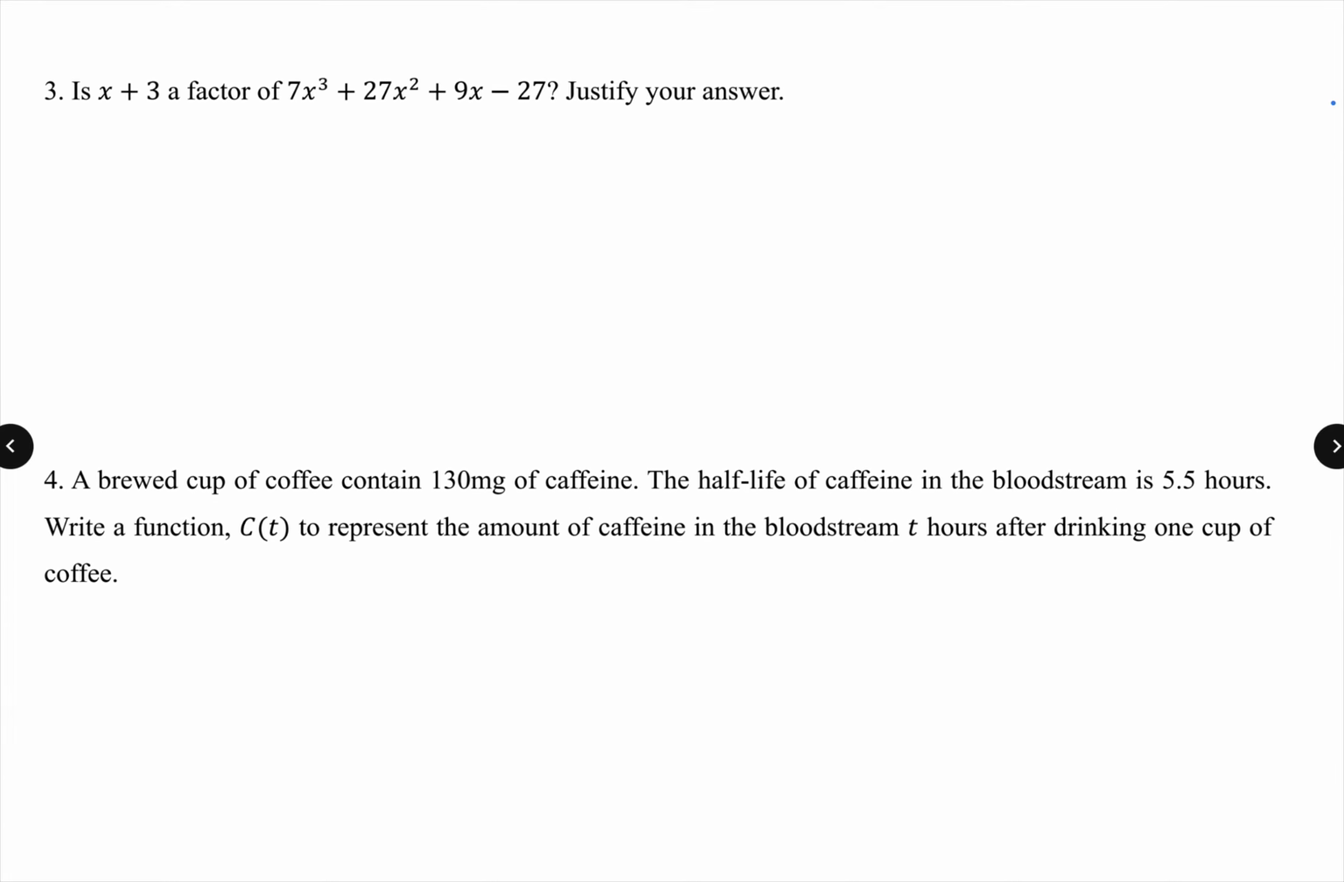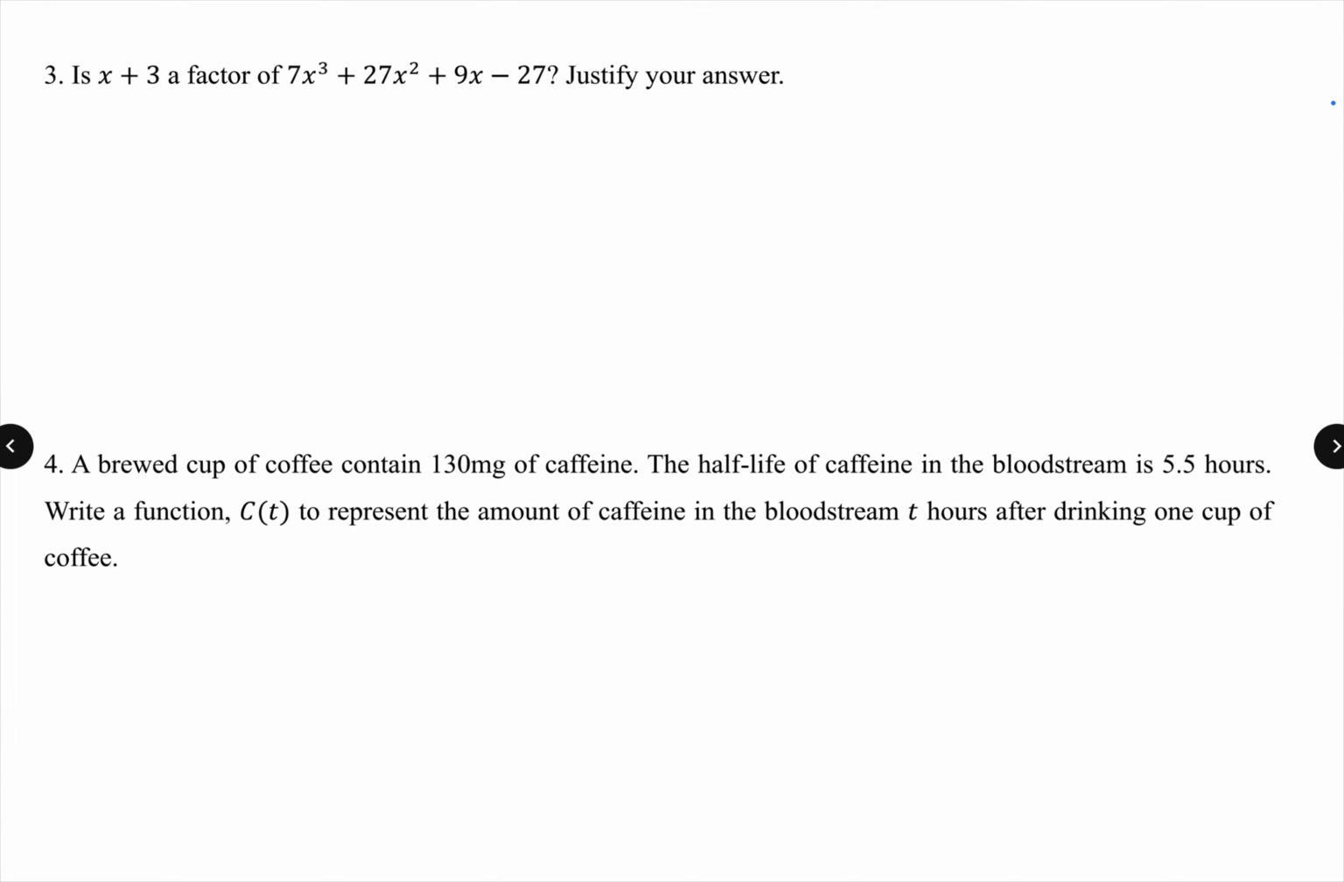Number 3, is x plus 3 a factor of 7x cubed plus 27x squared plus 9x minus 27? I already did 2 examples of polynomial division in the first video. If I divide the big one by x plus 3 and I get a remainder of 0, I know it's a factor. But you can also do that little trick where you find the 0 of the factor, which in this case would be -3.